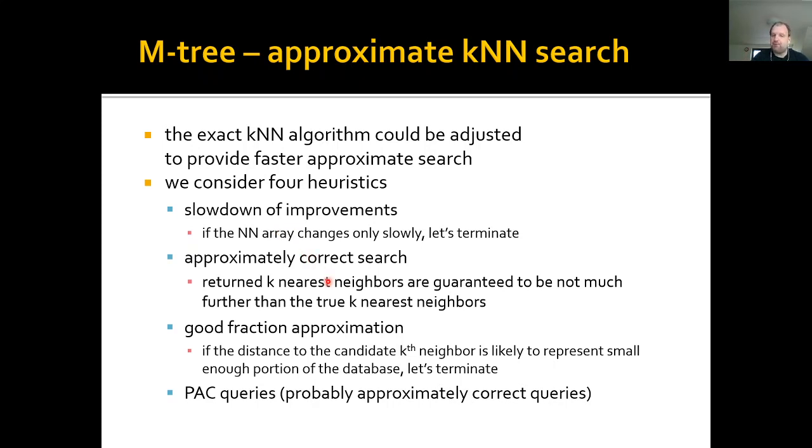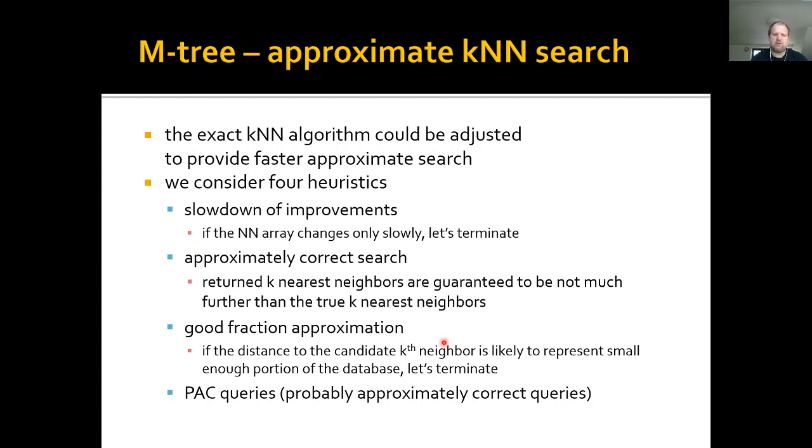Second heuristic is approximately correct search. That basically is the representative of the strict bound. We talked in the beginning that there will be a guaranteed bound for every result in the k nearest neighbor search to be at most a factor of the distance to the true nearest neighbor. So it will not be farther than a user-defined factor. So that is the strict definition of approximate search.